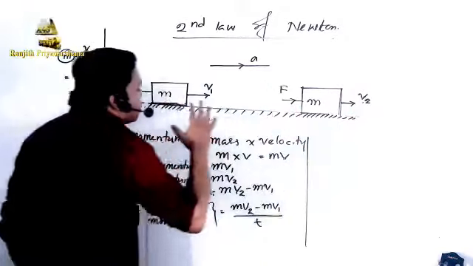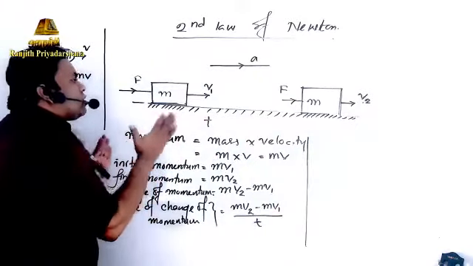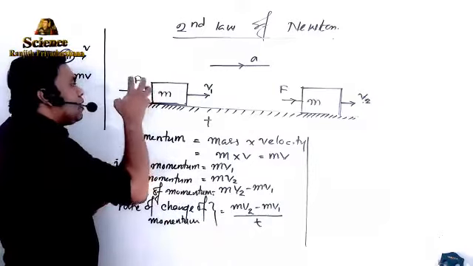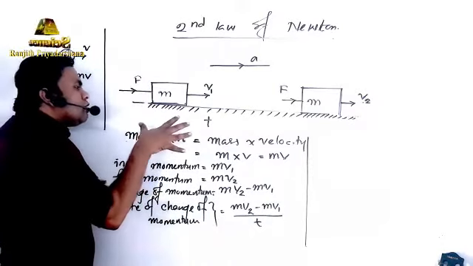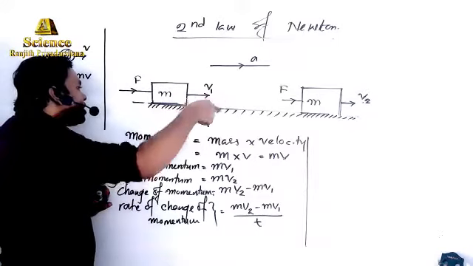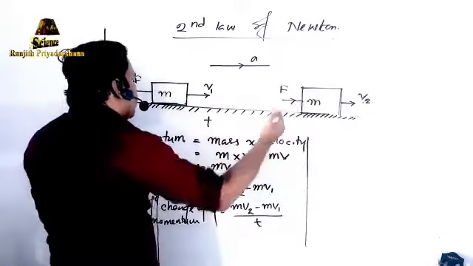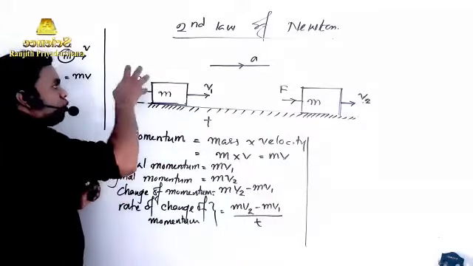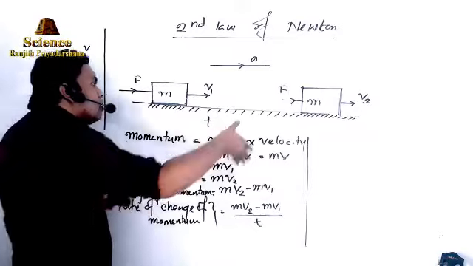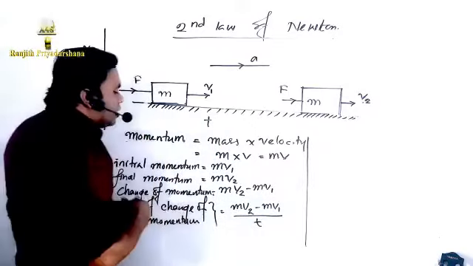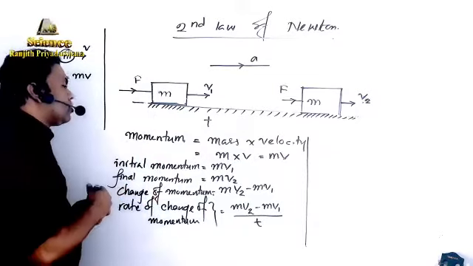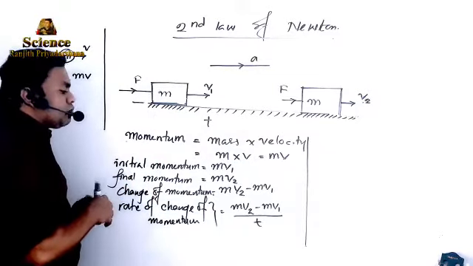So likewise, the rate of change of momentum is also directly proportional to the applied force. Directly proportional means when one variable is increasing, the associated other variable is also increasing. When one variable is decreased, the associated other variable is also decreasing. So the rate of change of momentum is directly proportional to the external unbalanced force applied.